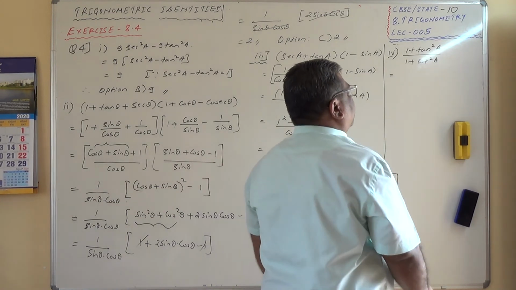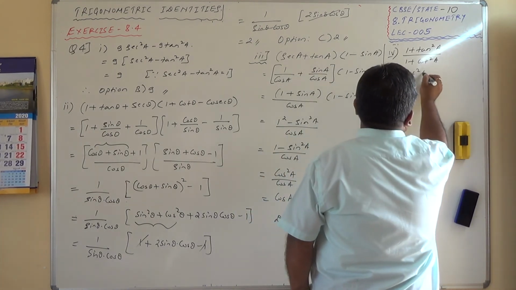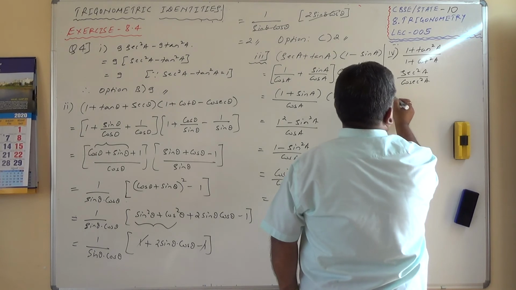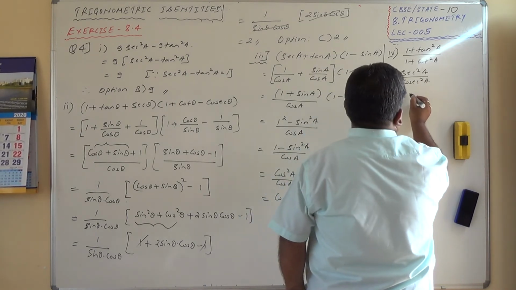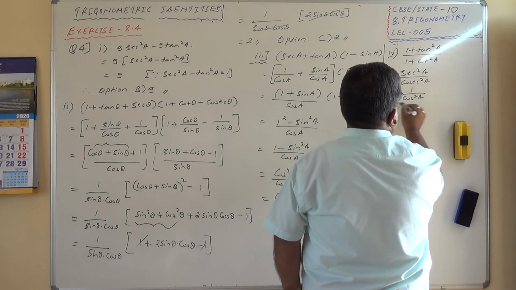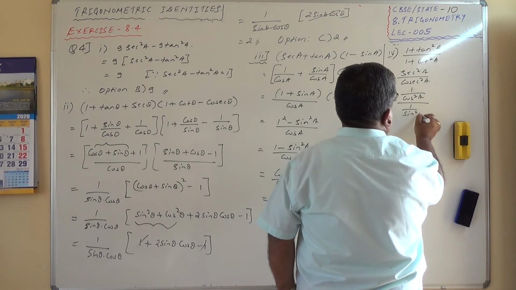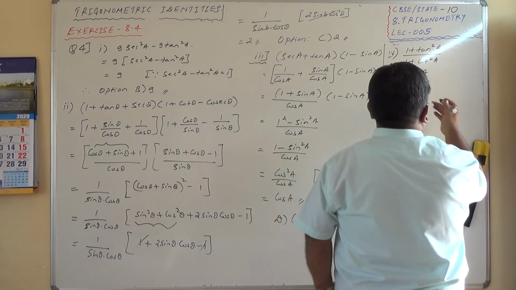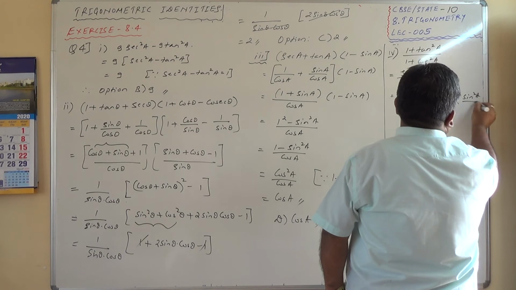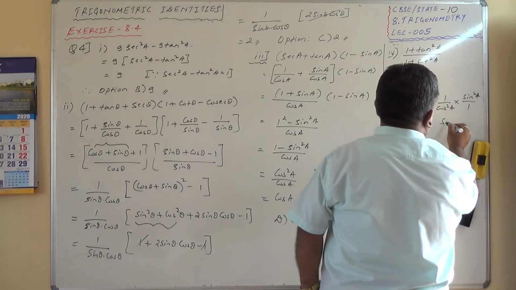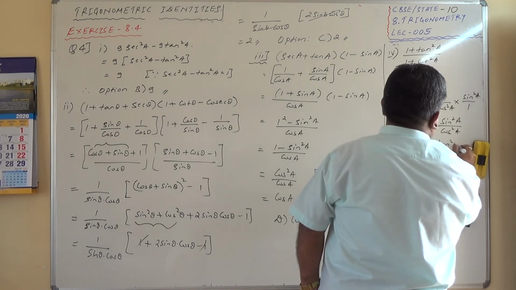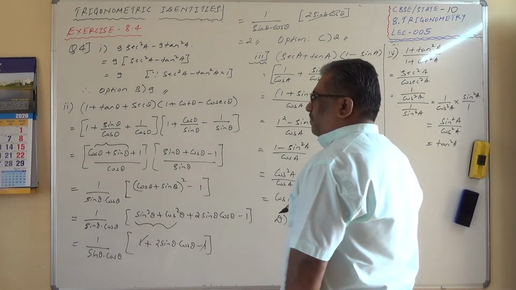1 plus tan square A equals secant square A. 1 plus cot square A is cosec square A. Sec square A is nothing but 1 by cos square A, divided by 1 by sin square A, which is 1 by cos square A into sin square A by 1, which equals sin square A by cos square A, which is tan square A. Therefore option D, tan square A.